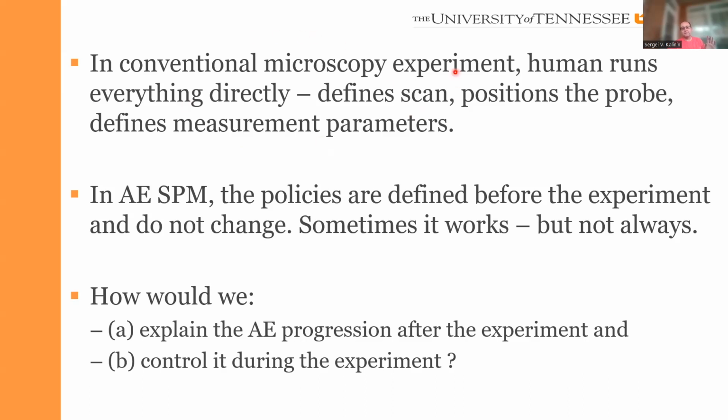So just to summarize it slightly differently. In a conventional microscopy experiment, the human runs everything directly. Conventional microscopy is actually now in the state of dual technological debt: the human does everything, defines the scan, positions the probe, defines measurement parameters. Tuning operations can help, but ultimately the discovery process is driven by the human. When we have the automated experiment, this is the machine learning agent that we tune before the experiment, and then the machine learning agent basically sends the commands to the instrument.